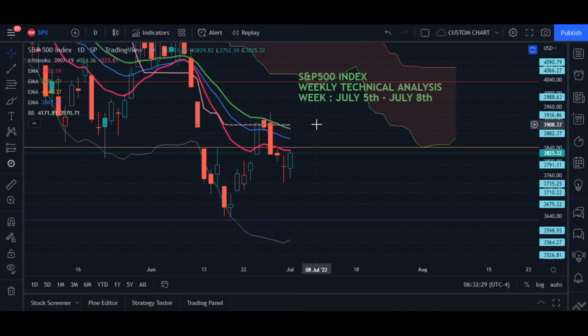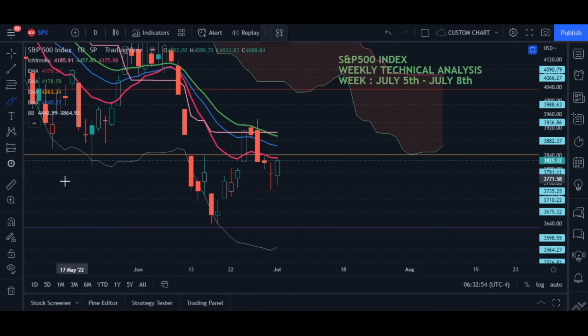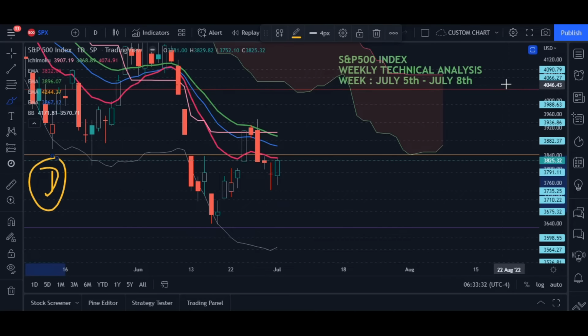So guys, this is the daily chart. Daily chart means one candle represents 1 day. So let me write it down. Daily chart. So before I do the technical analysis, let me tell you the support and resistance levels.